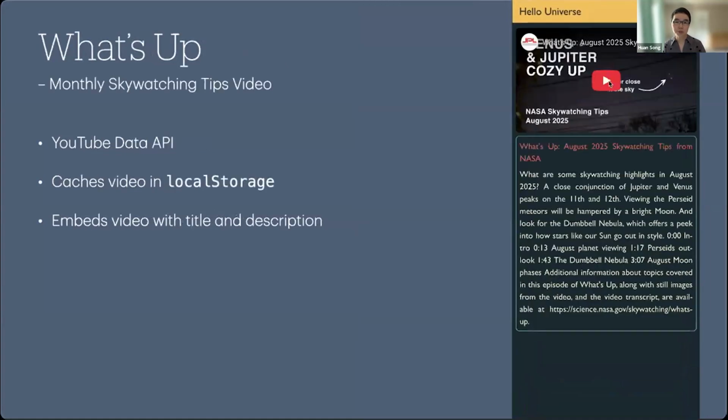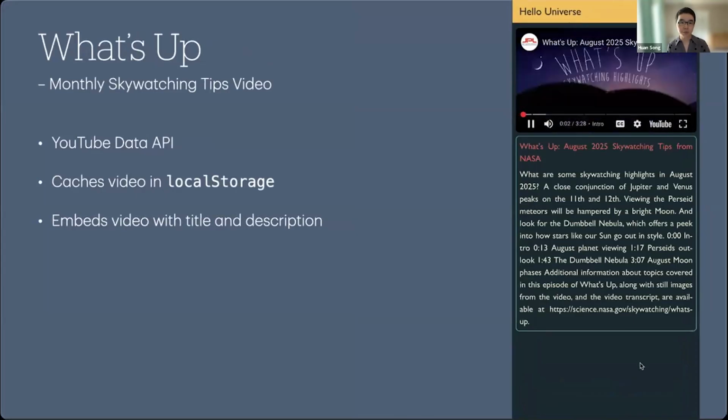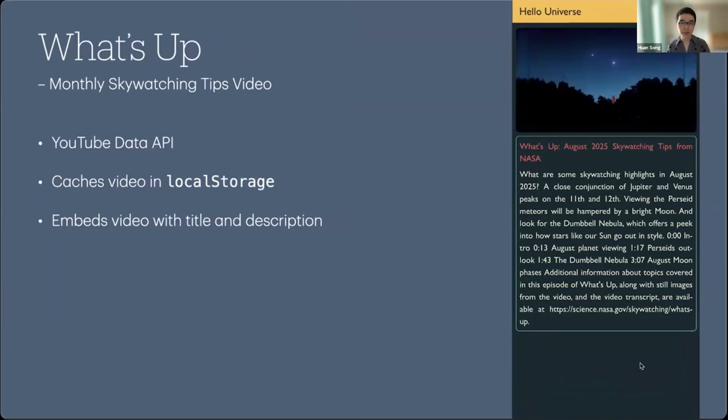The What's Up feature shows the latest monthly sky watching tips video, fetched from NASA's YouTube playlist. The video is cached for the month and displayed with its title and description.